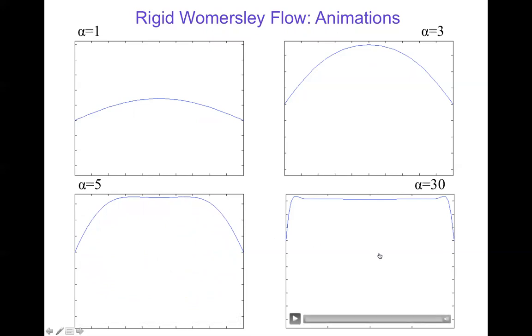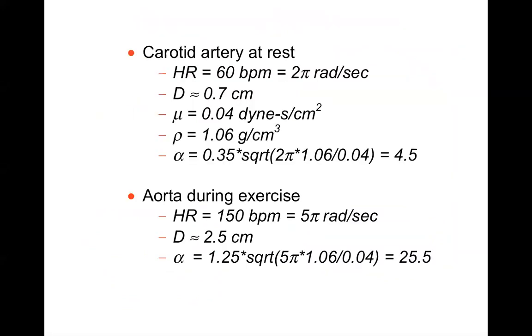And now if we go to fairly high Womersley number, alpha equals 30, we get these sharp spikes near the wall with plug flow near the middle, and the spikes are pretty close to the wall and fairly large. So that's much different than simply oscillating Poiseuille flow. Okay, so you can see how things change as Womersley number increases. And now just some examples of Womersley number.